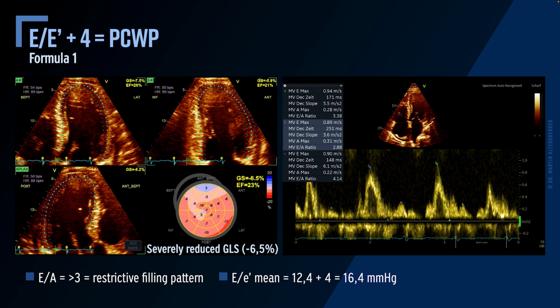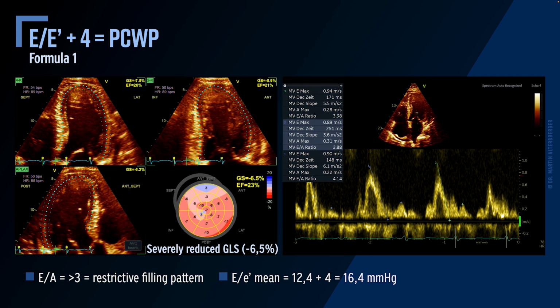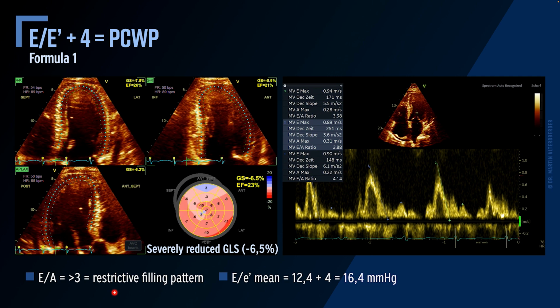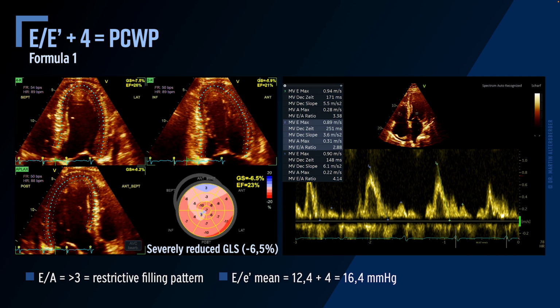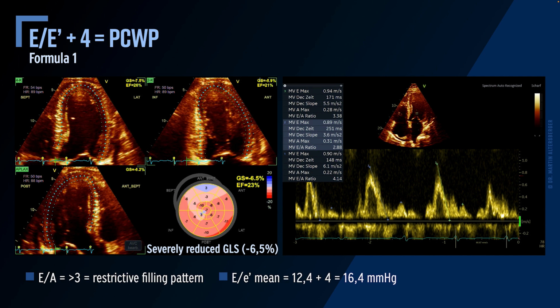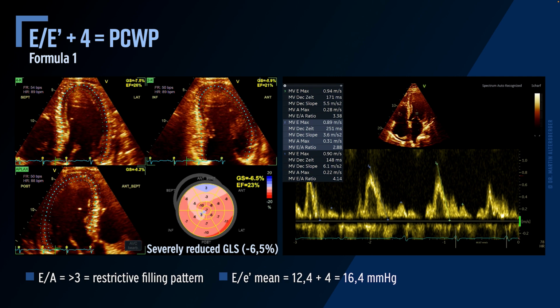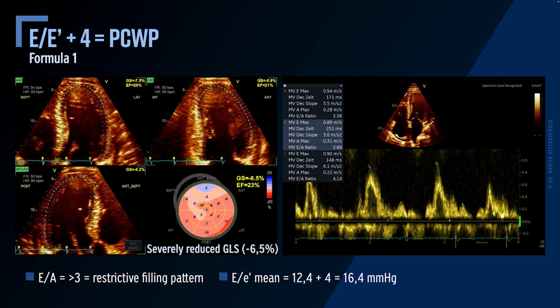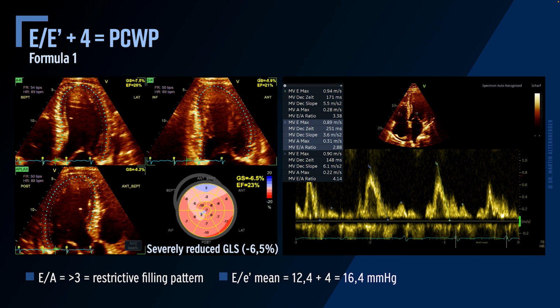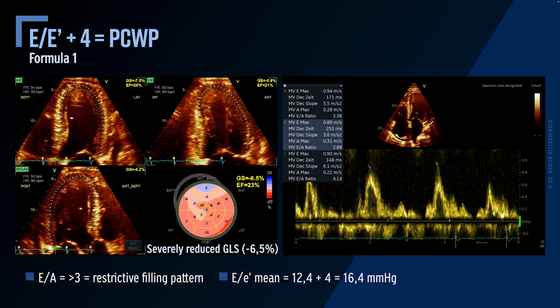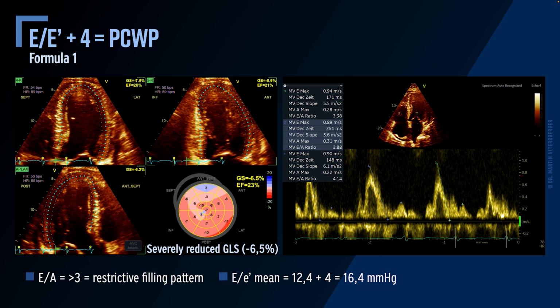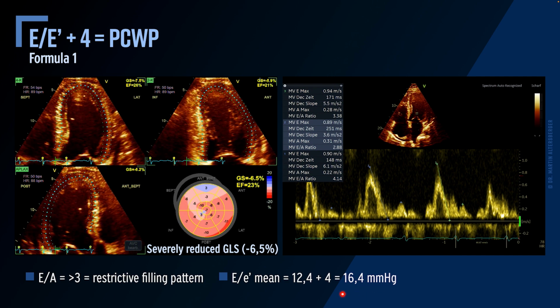And so with this E to A ratio above 2, we already know elevated filling pressures must be present. Now it's quite interesting using the formulas. So we have said that this E to A above 3 shows this restrictive filling pattern, definitely elevation of filling pressures. And when we calculate the E to E prime in this patient, it was 12.4. If you use the first formula, E to E prime plus 4, it gives us an estimate of pulmonary capillary wedge pressures. And actually they are not that high.